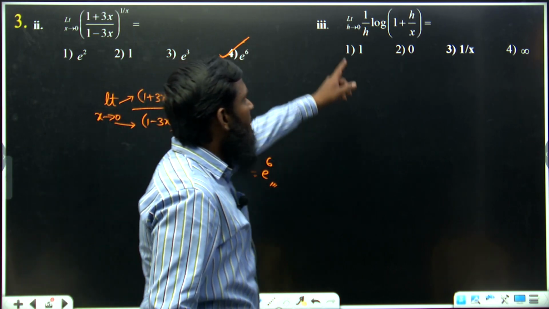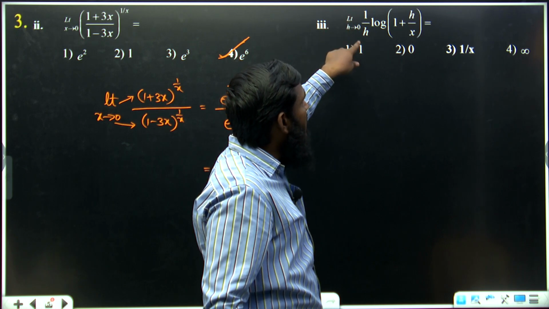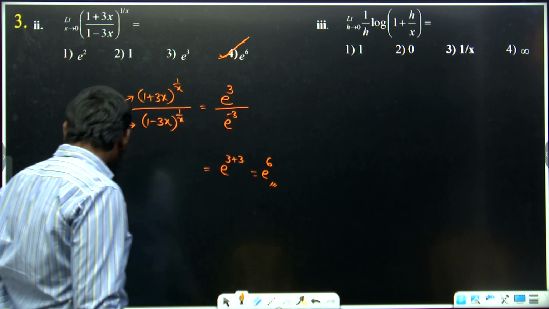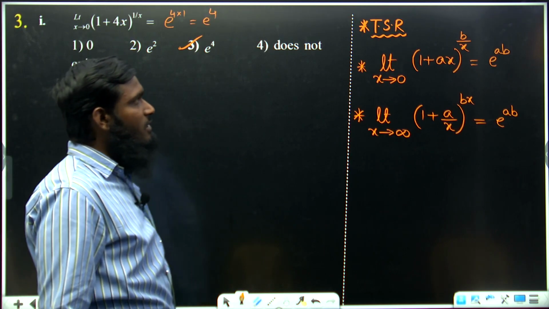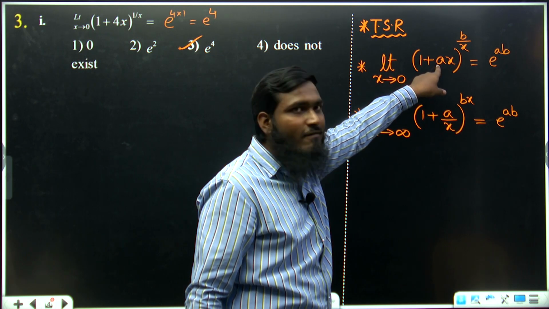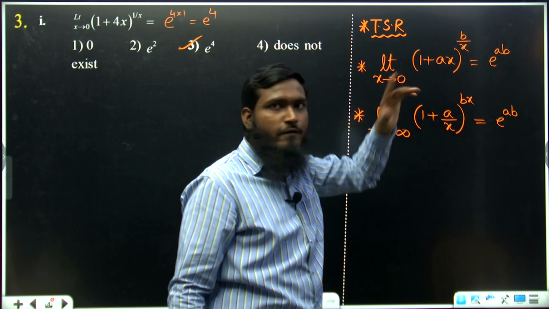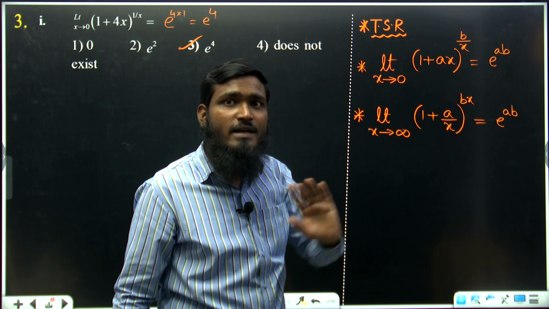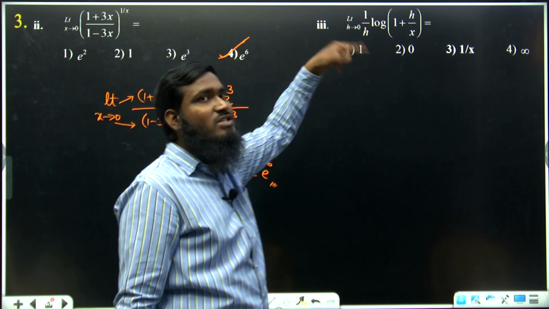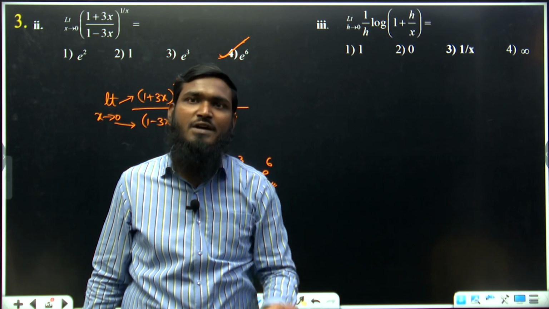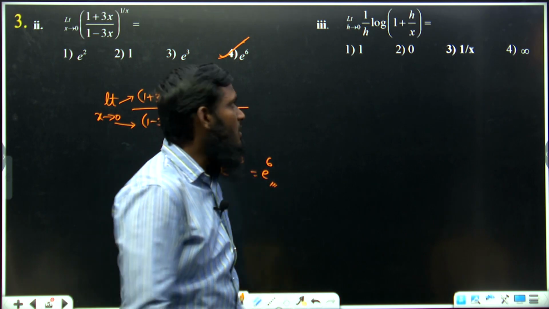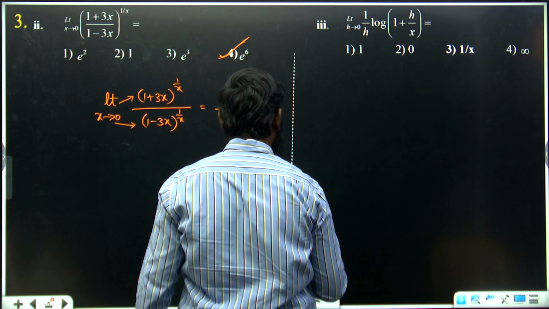Now the next question: limit h tends to 0, 1 by h log of (1 plus h by x), like this is given over here. Now listen carefully. In the earlier part we had x tends to 0, and x tends to 0 means we take the a value as the x coefficient. Similarly, over here also we have h tends to 0. So h is the variable now. The function we have is with respect to h. Now let us solve this question.